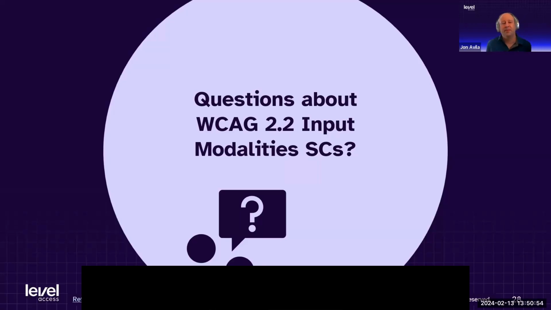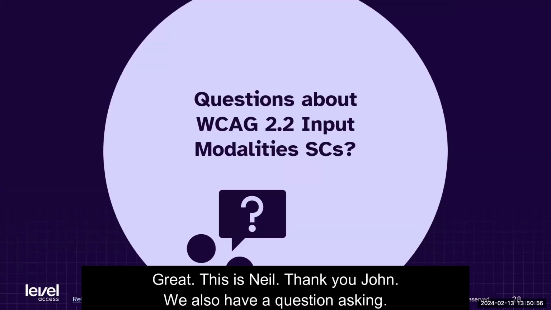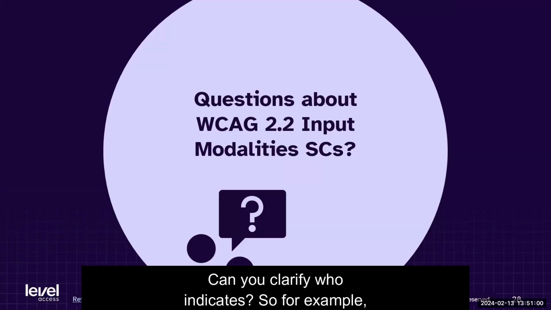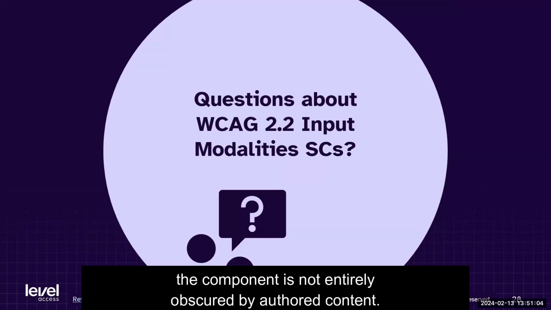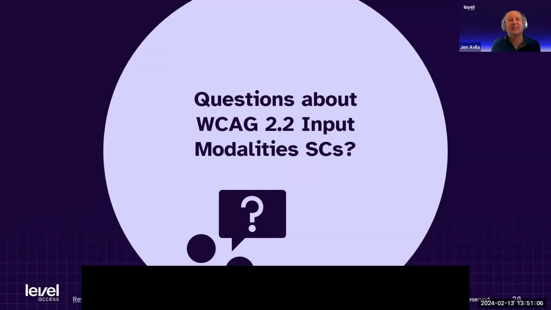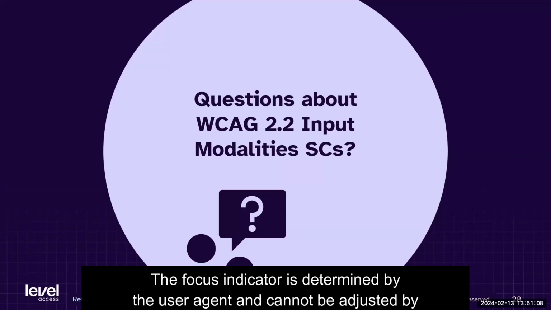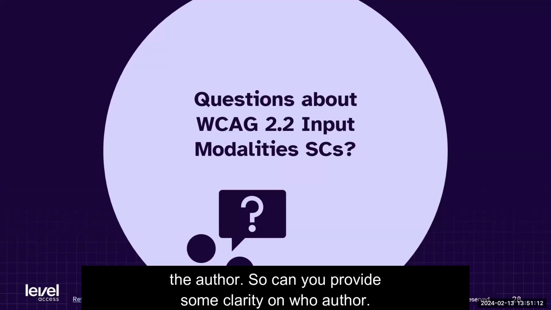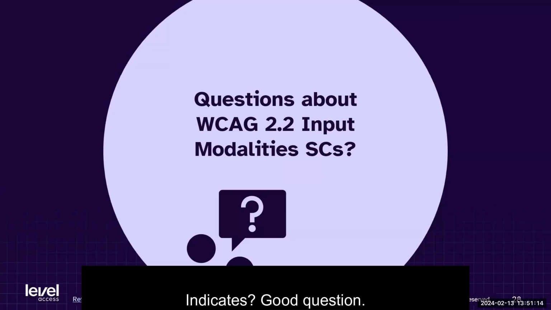Great. This is Nell. Thank you, John. We also have a question asking, can you clarify who author indicates? So for example, the component is not entirely obscured by authored content. Yes, the focus indicator is determined by the user agent and cannot be adjusted by the author. So can you provide some clarity on who author indicates?